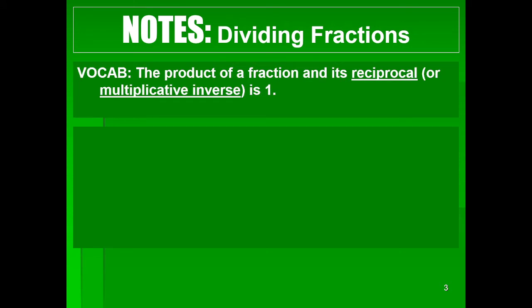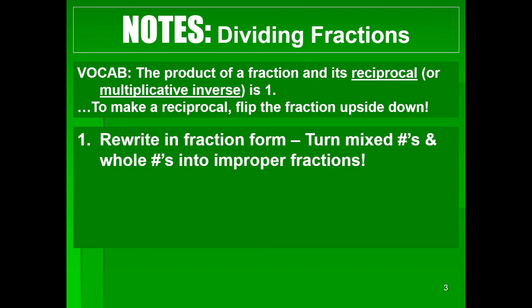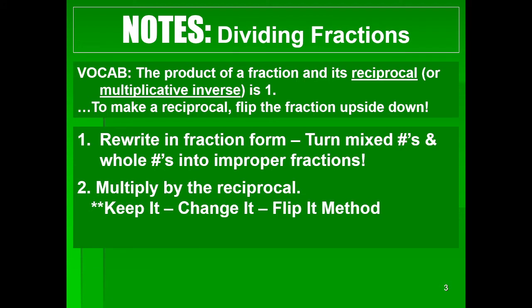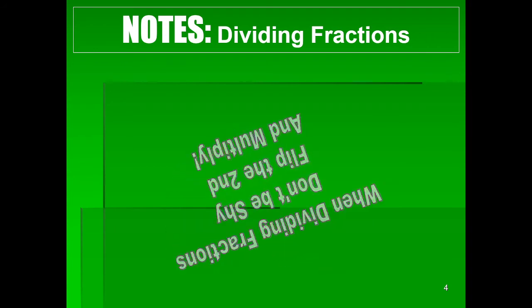The vocabulary consists of the following. The product of a fraction and its reciprocal, or the multiplicative inverse, is the number 1. To make a reciprocal, flip the fraction upside down. So remember, 1, rewrite in fraction form. Turn mixed numbers and wholes into improper fractions. 2, multiply by the reciprocal. Keep it, change it, and flip mode. And 3, always simplify. And remember, you do not have to find common denominators when it comes to dividing fractions.